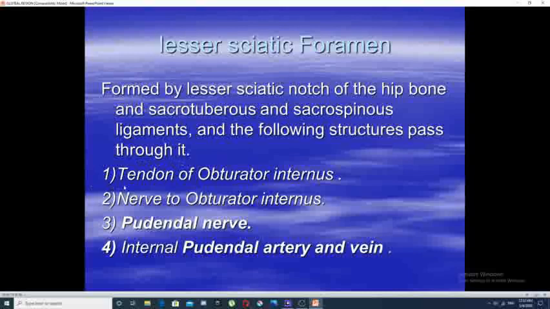First, muscle: tendon of obturator internus muscle. Second, nerve to the obturator internus. Third, pudendal nerve. Fourth, internal pudendal artery and vein.